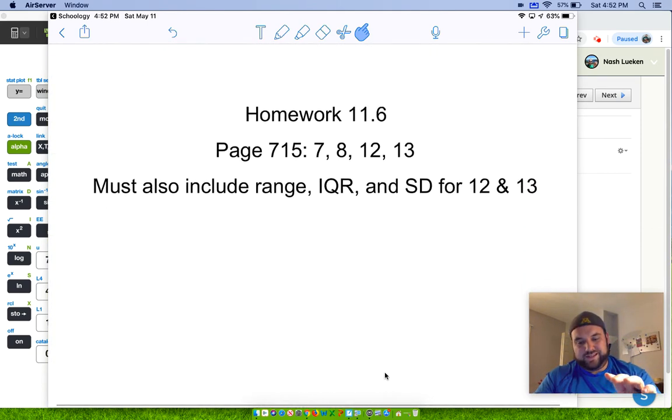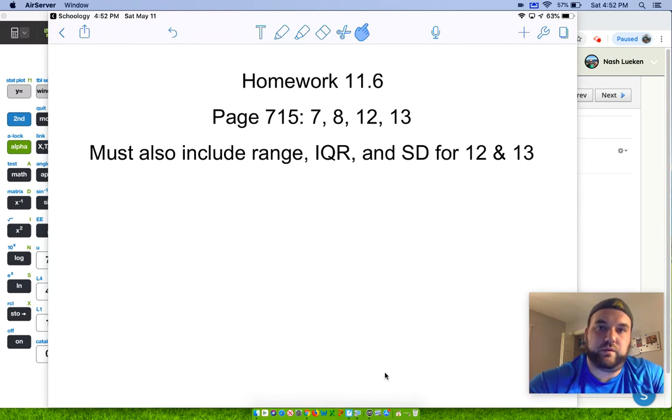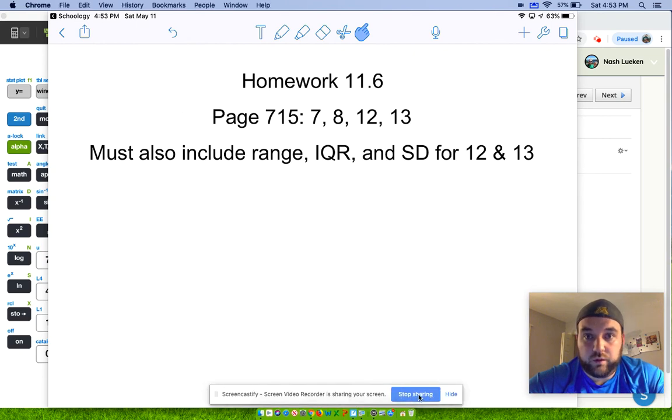The homework for 11.6 is only 4 questions, 7, 8, 12, and 13. 12 and 13 ask you to make a box plot, but make sure you include our 3 additional descriptors of range, IQR, and standard deviation for those problems.